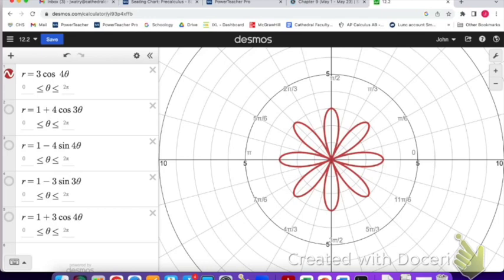Notice how we have that 4 theta in there. So we should have 8 petals. And that's what we have, 8 petals. You notice our radius is 3. So our highest part we go to is at, notice our radius is right there is 3. I'm going to show you the next one.